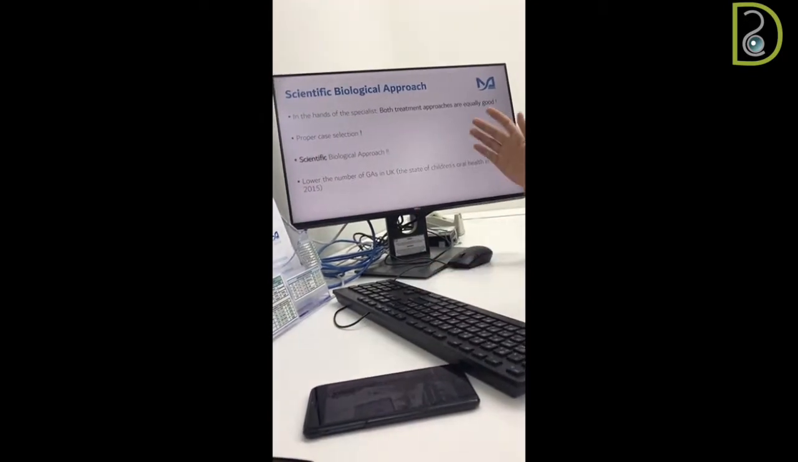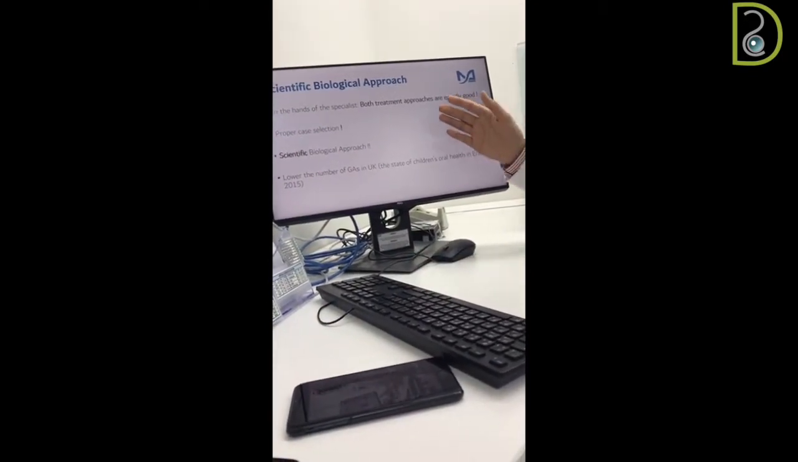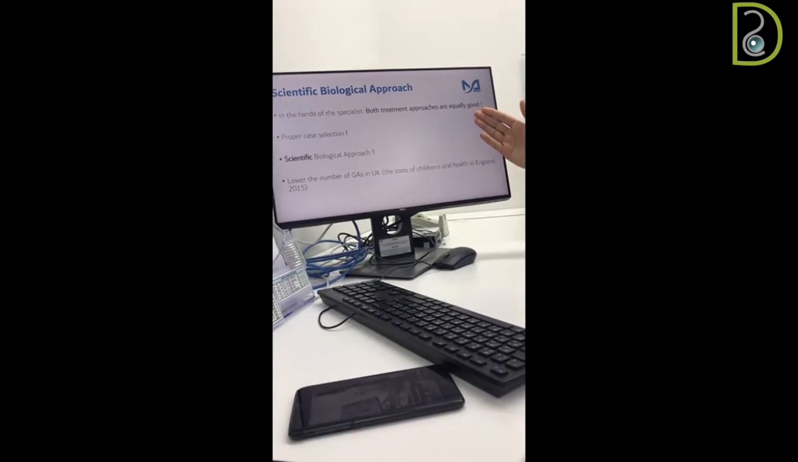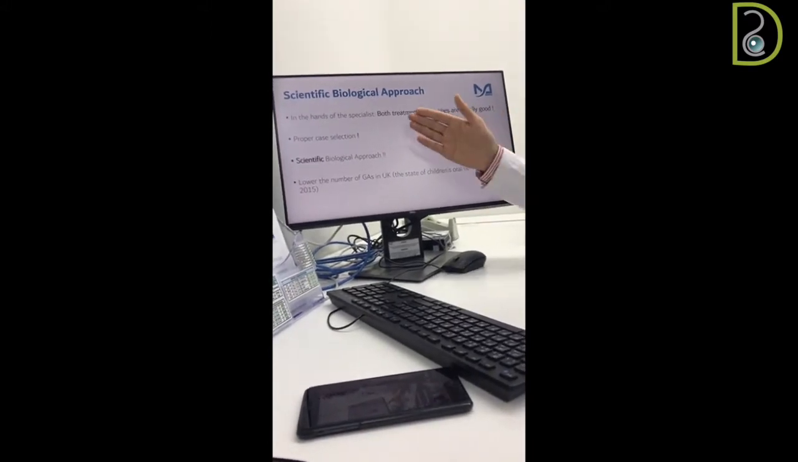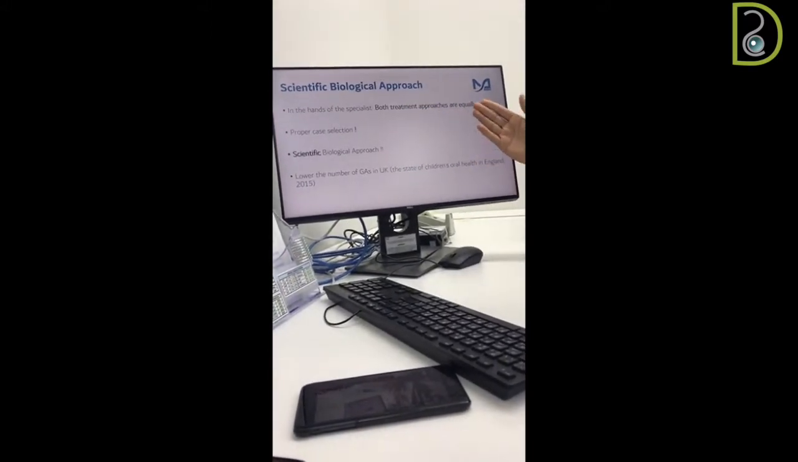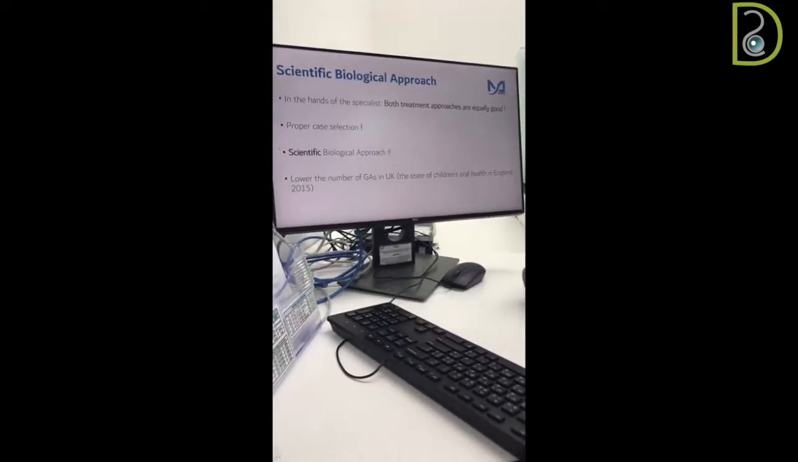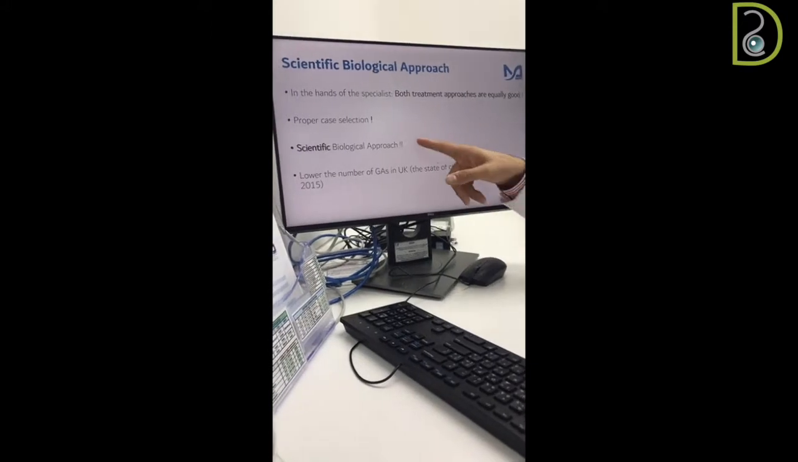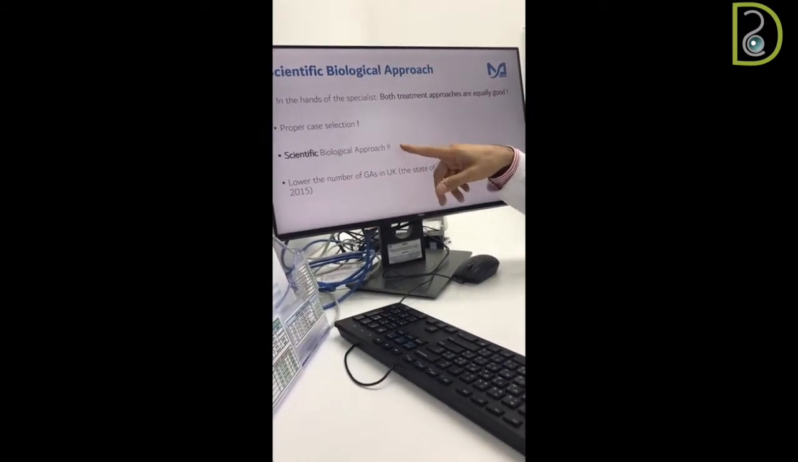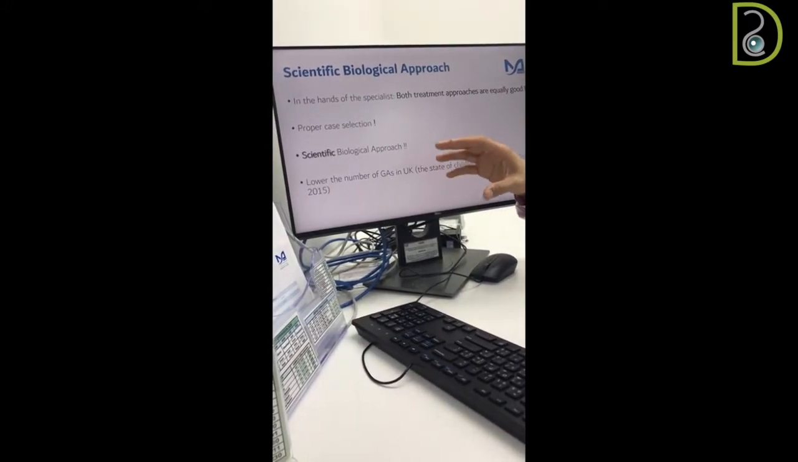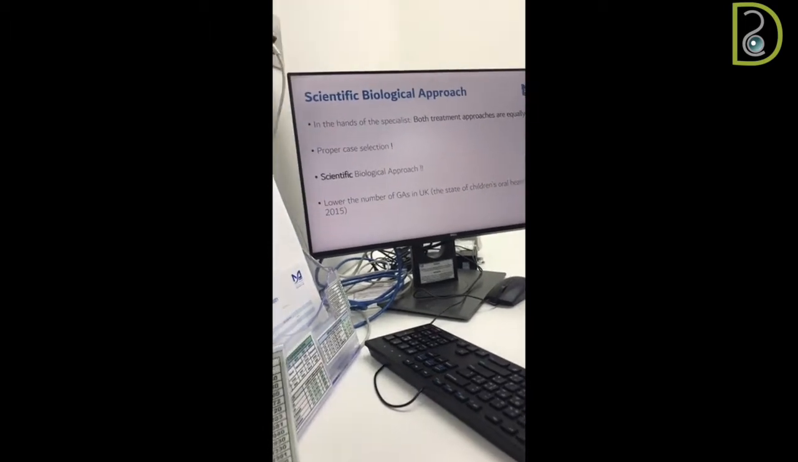With the scientific biological approach, both treatments are equally good. They found that doing a conventional stainless steel crown or a Hall crown, both are fine. But you need to have proper case selection, and you should have a scientific biologic approach. Not any biologic approach: it should be scientific, and it should be well evidenced.